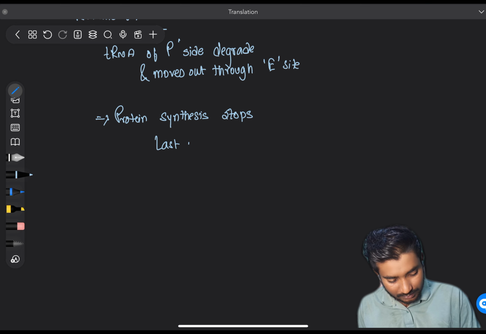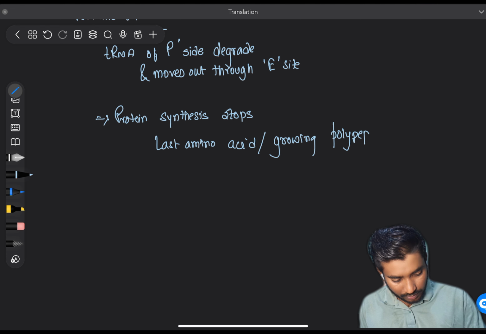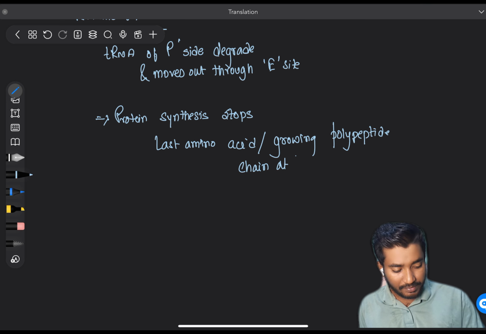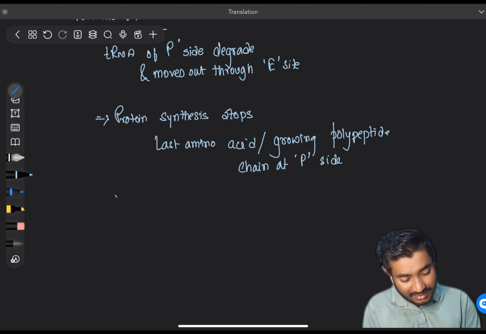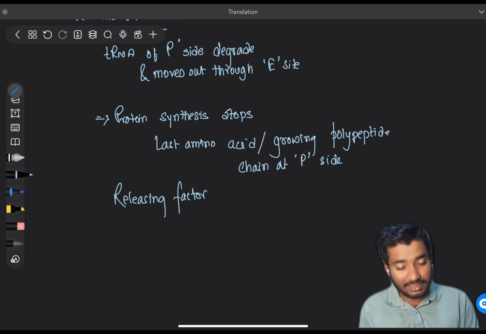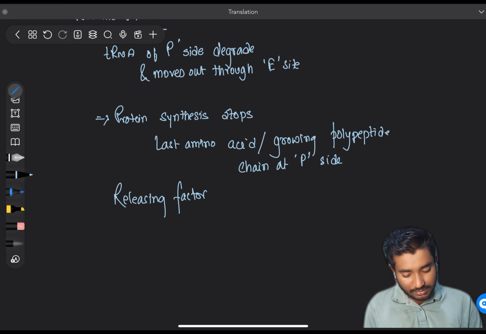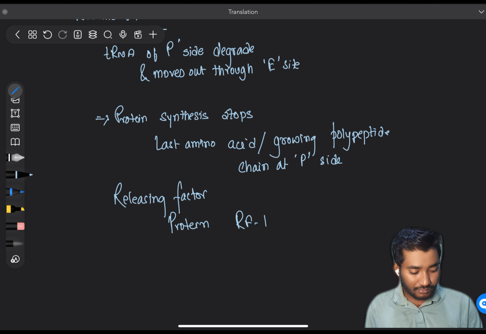The last amino acid, the growing polypeptide chain at the P site. Okay, so the growing polypeptide chain is at the P site. Now what happens? The releasing factor comes into effect. What has been produced has to be released, na? So the proteins for the releasing factor are RF1 and RF2.